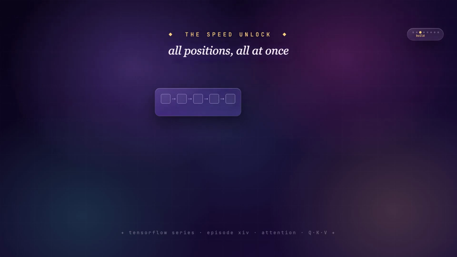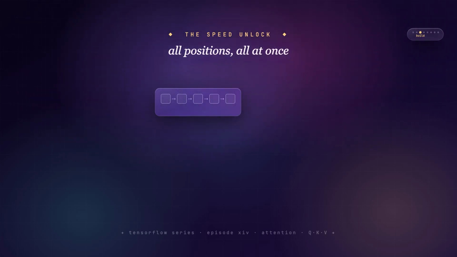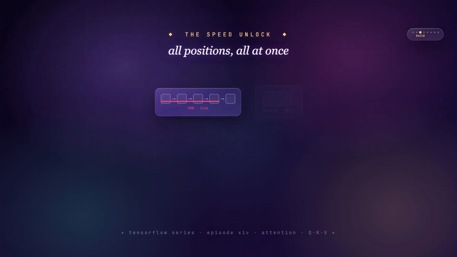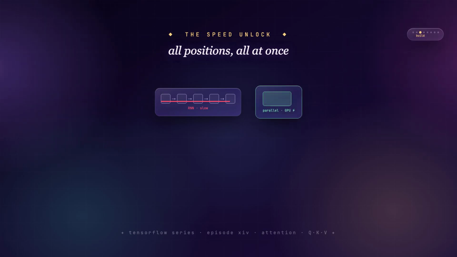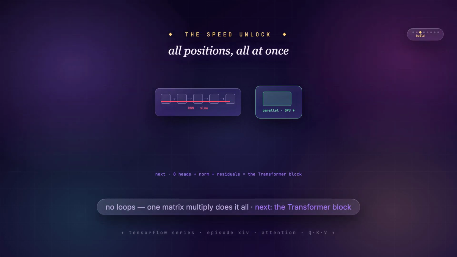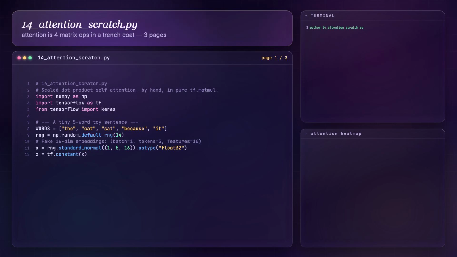And notice what we never did, we never looped. Every word's output was computed at the same time, in parallel, as a couple of big matrix multiplies, exactly what a GPU eats for breakfast. That's the speed unlock that buried the RNN. But one attention pass is just one point of view, one way of asking what's relevant. Next episode, we give the model many eyes on the same sentence and wrap them in the layer that changed everything, the transformer block. Okay, to the code.